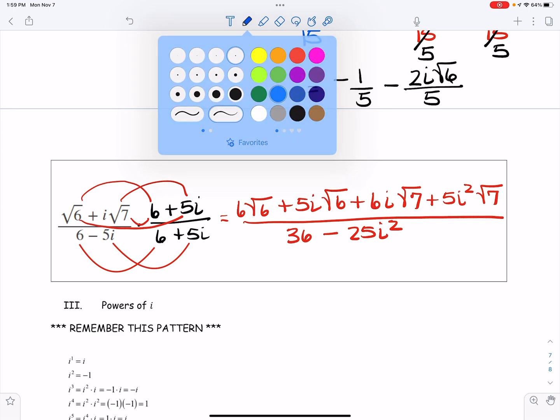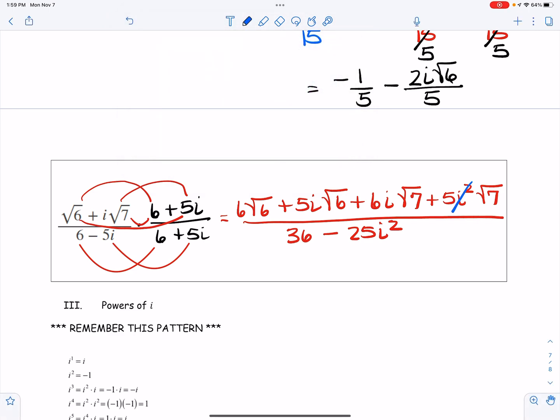So now what you're going to do is replace this and make that a negative 5 radical 7. That's all you can do on the top. And then you're going to replace this with a plus 25. So I'm going to show you how Hawks is going to want it. They're going to want your real terms, which I'm going to circle.